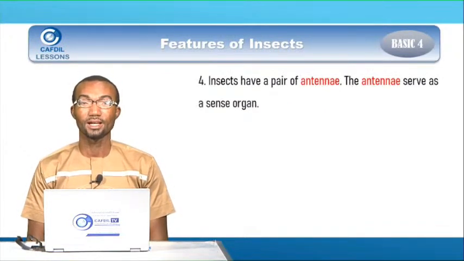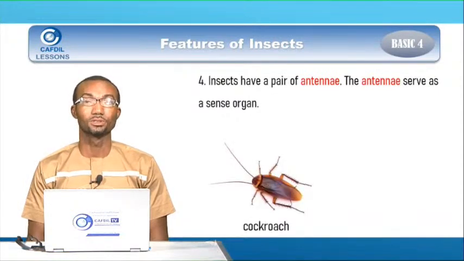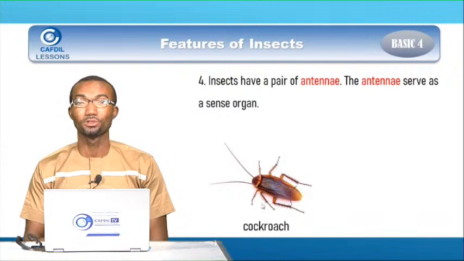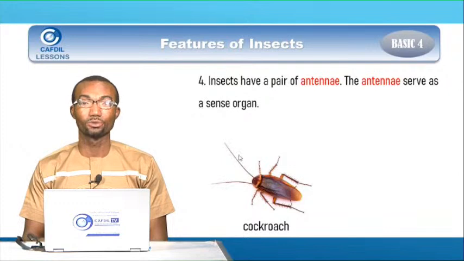4. Insects have a pair of antennae, and these antennae serve as a sense organ. So you look at this cockroach. As I told you, when we say pair, that means you have 1 here, 2 here. So this is what we call the antenna, and it is located on the head. They have head, thorax, and abdomen. The antenna is found on the head. 1, 2. So insects have a pair of antennae, and this antenna serves as a sense organ.